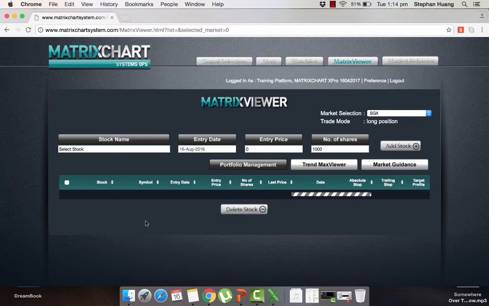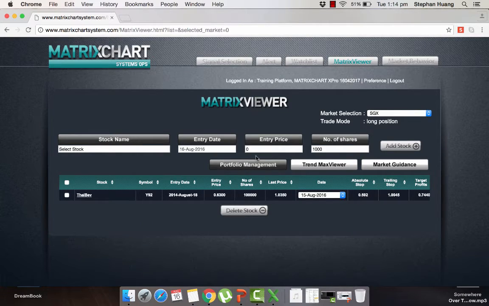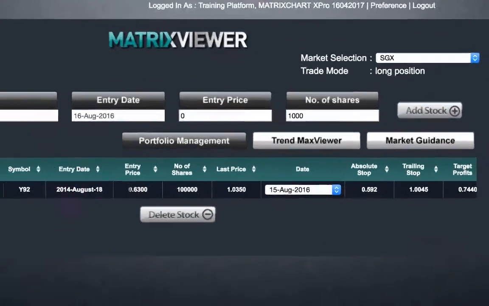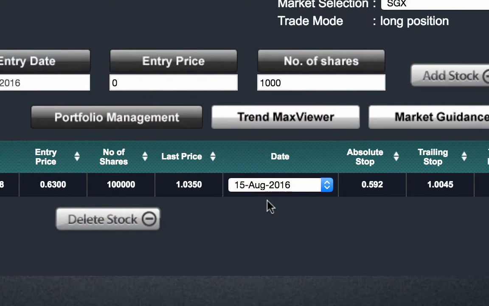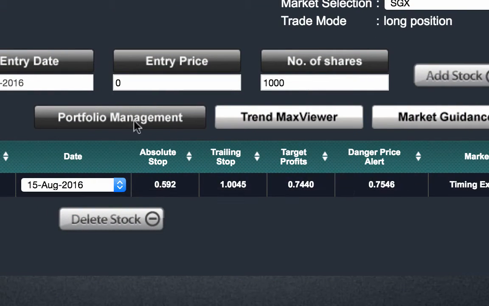Once you click Add Stock, the stock will be automatically put into your portfolio management over here, and immediately you will have access to very quick information. The price of entry, the number of shares that you bought, the date you bought it at, the absolute stop, which is very critical in our investment strategy. When do we know to really exit that investment or that trade? This is what we look for.